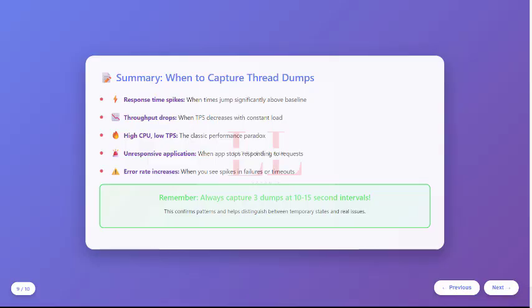can help identify. Number four, when the application becomes unresponsive, this often indicates deadlocks or stuck threads. And number five, when error rates increase, spikes in failures or timeouts, that thread dumps can help diagnose. And the golden rule is, always remember, capture 3 thread dumps at 10 to 15-second intervals. This confirms patterns and helps you distinguish between temporary states and real persistent issues. This approach has saved me countless hours of troubleshooting in production incidents.